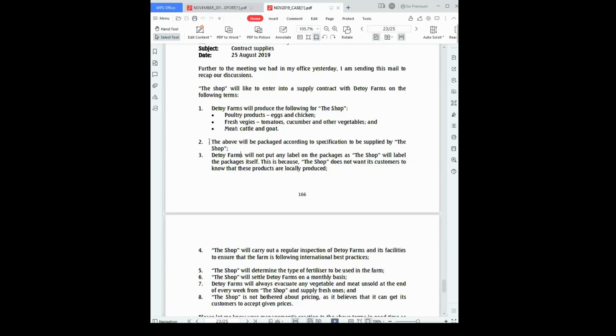They said that here they don't want Detroit Farms to package it. They should just wrap it in plain nylon and they will put the label on it. The reason is they don't want their customers to know that the product is locally produced, because before now, this shop normally sourced this product from South Africa. So they still want their customers to believe they get it from South Africa. Whether that is a good business dealing or not, you might start thinking about that.